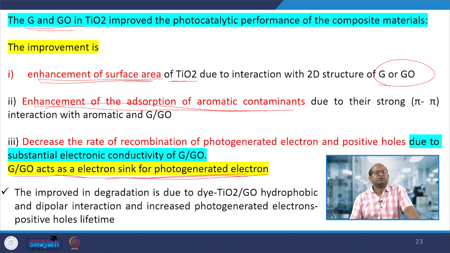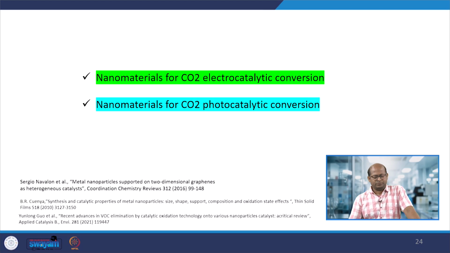Also, this graphene oxide enhances the adsorption of the contaminants present in wastewater, which assists in adsorption and enhances the photocatalytic activity. Okay.